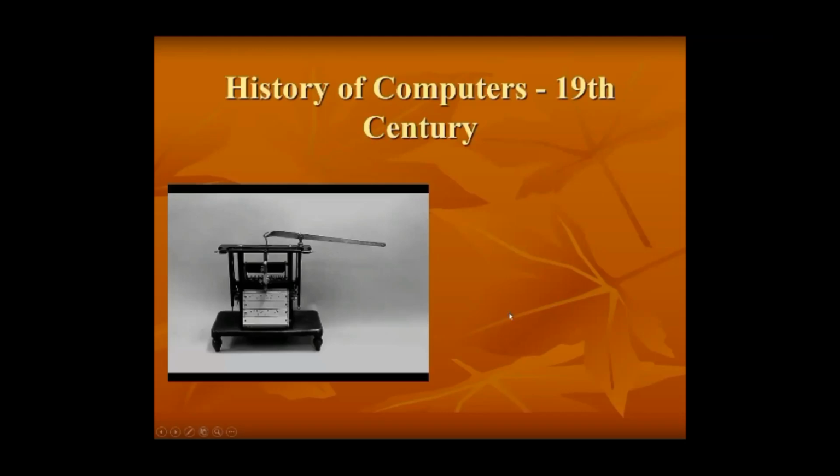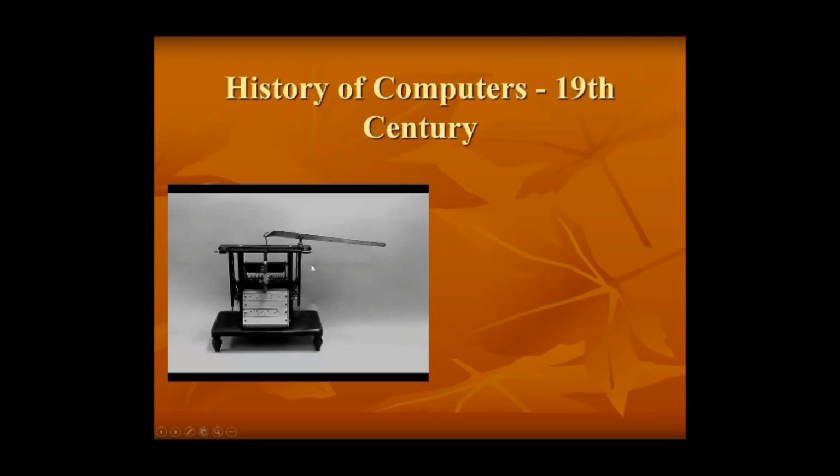Next, we also have this one. This is the history of computers in the 19th century. If you are familiar with this picture, this is what we call a loom. When you say loom, class, it is a machine which we use for weaving cloth.